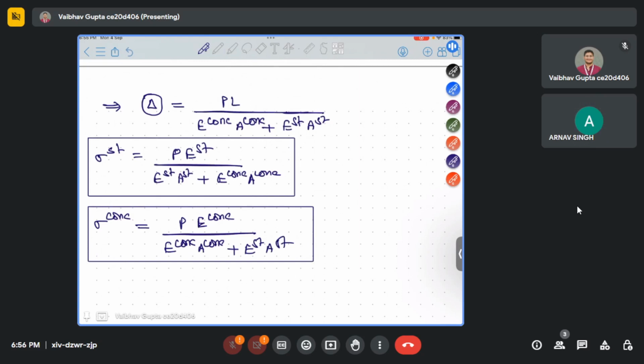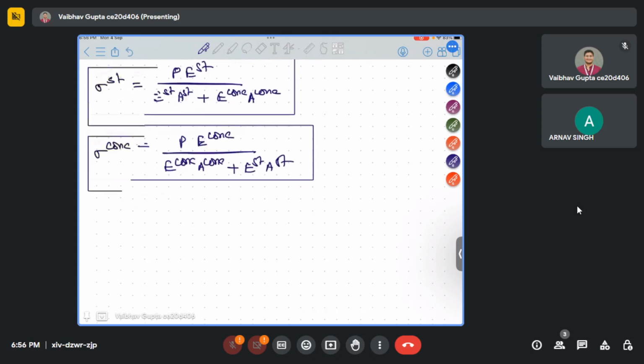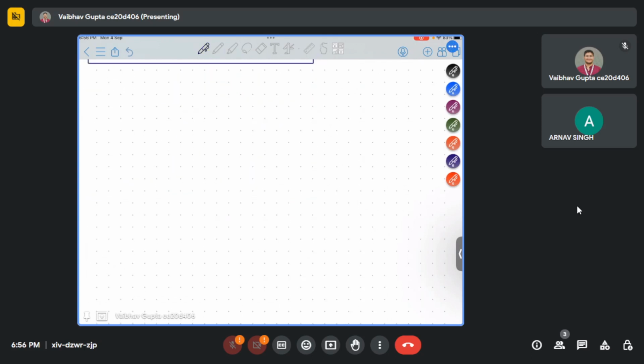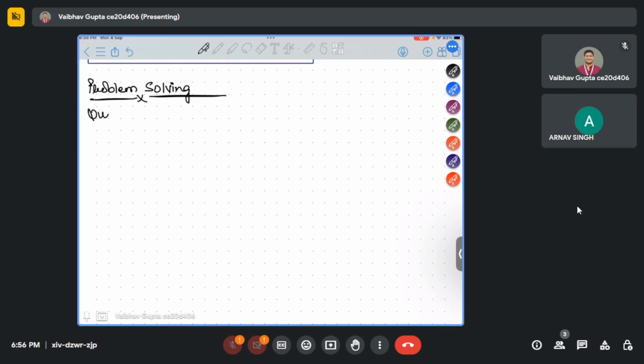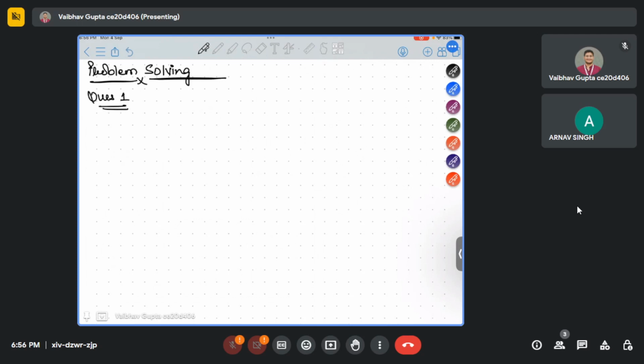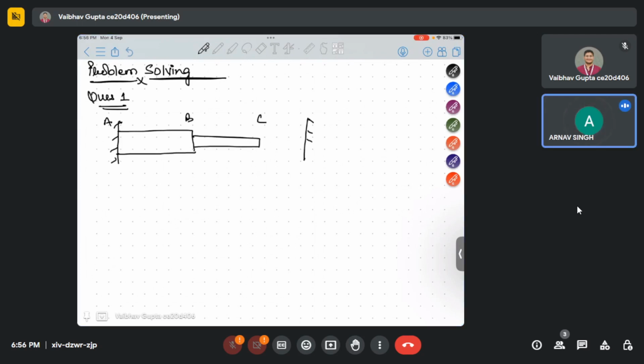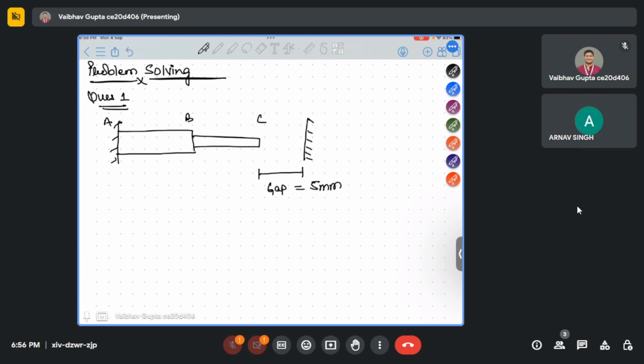Now we move forward to the problem solving. Question 1. Suppose an ABC bar has been given, which is fixed at A. A, B, and C. And a gap has been given to us, which is 5 mm. And a force P has been applied at point B, which is equal to 300 kilonewton.